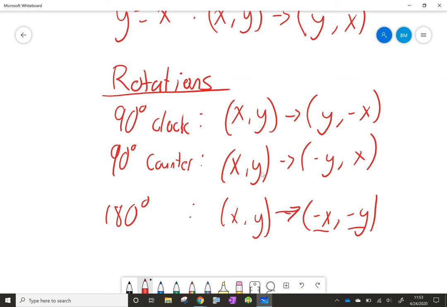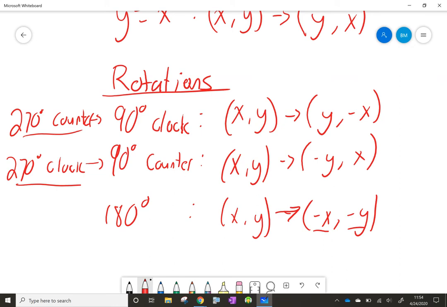So those are your rotations. Now, just a side note, I don't know if they mentioned this, but we'll go ahead and add this. 90 degrees clockwise is the exact same as 270 degrees counterclockwise, and 90 degrees counterclockwise is actually the same as 270 degrees clockwise. So just something to remember is that the same rules would apply to those two. Okay.